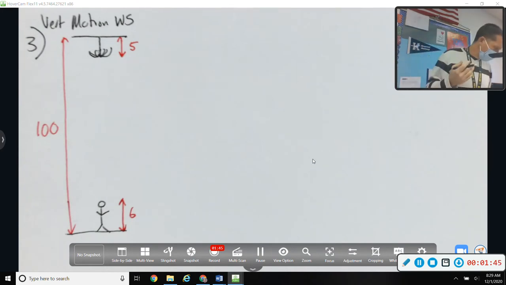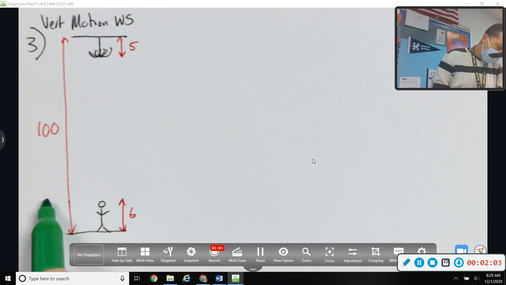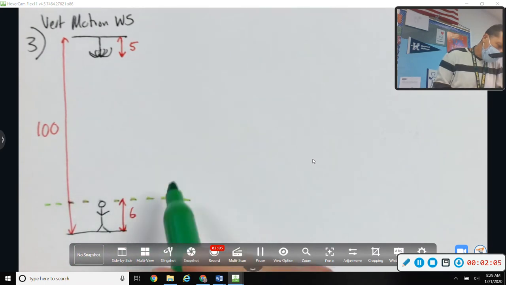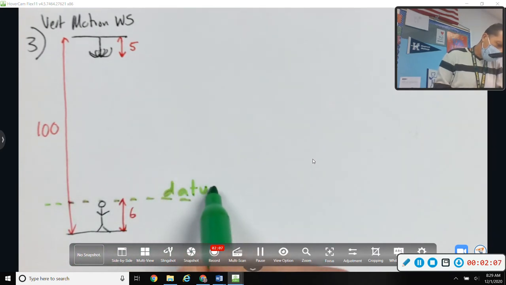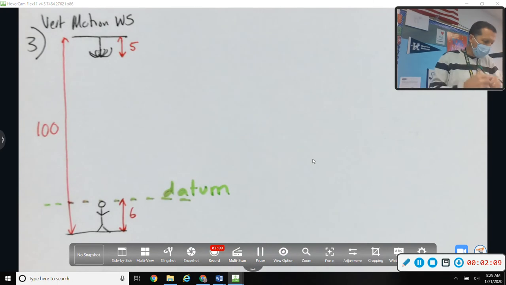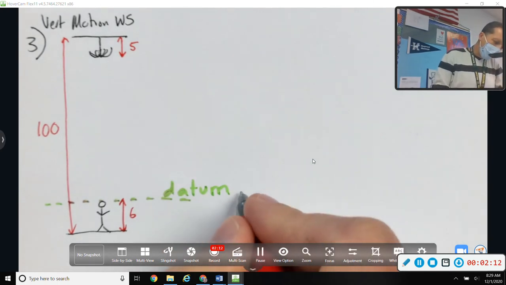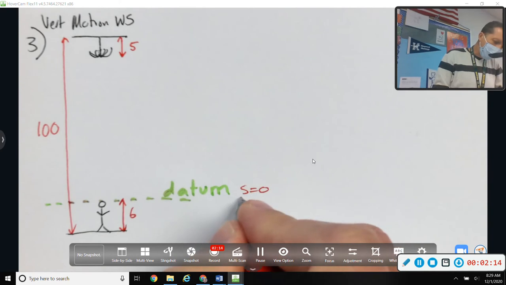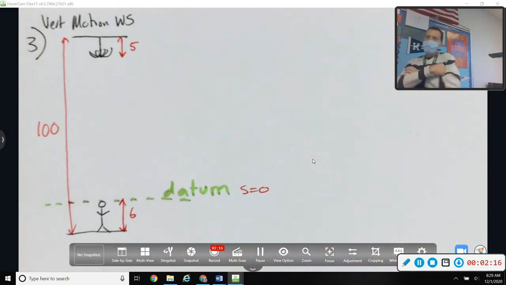Let's see, what else does it ask? How long do you have to get out of the way? How fast will it be traveling when it hits you on the head? And then a different setup if you're only 5 feet tall. Let's make our ground, the datum, S equals zero. We get to pick where S equals zero is.